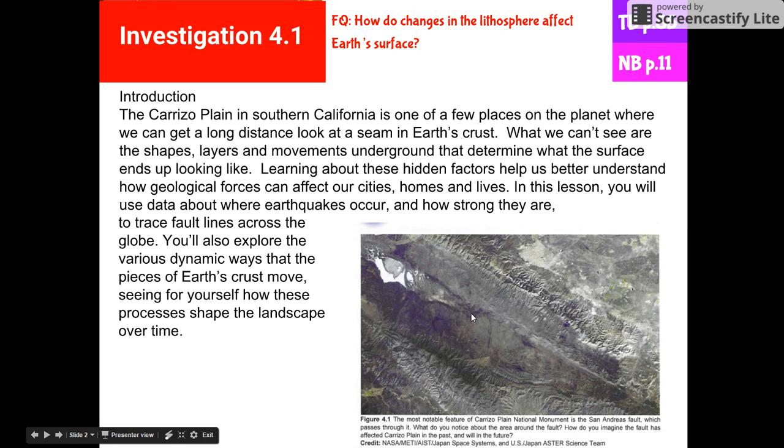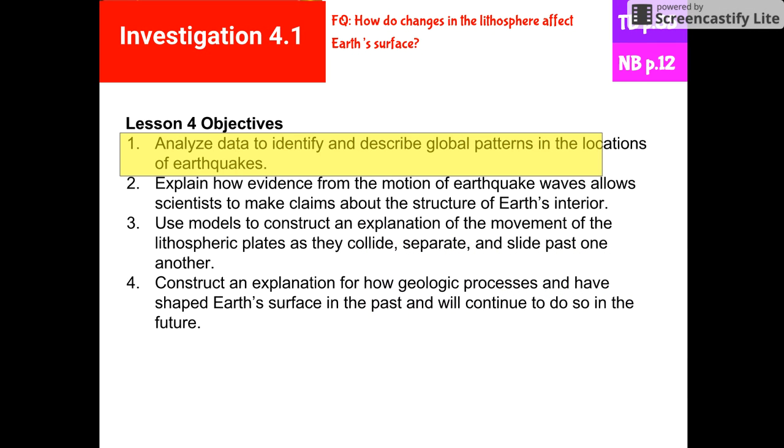It's about earthquakes and where they would be on Earth's surface, thinking about how these factors help us better understand how those geological forces, like volcanoes and eruptions, affect our cities, lives, and homes. You're going to be exploring different ways the crust moves throughout this lesson.